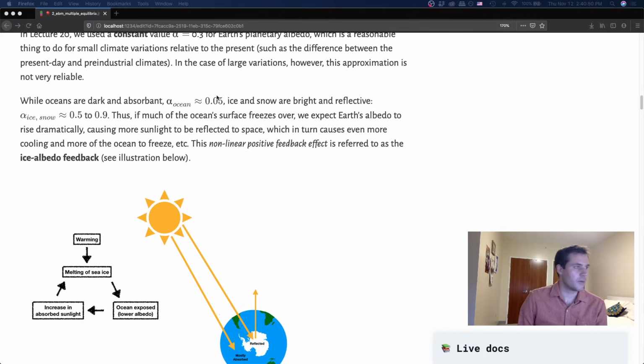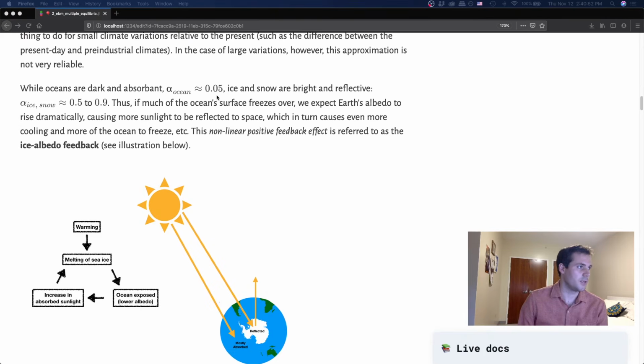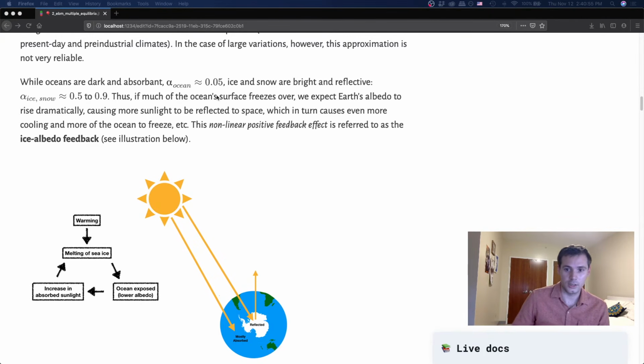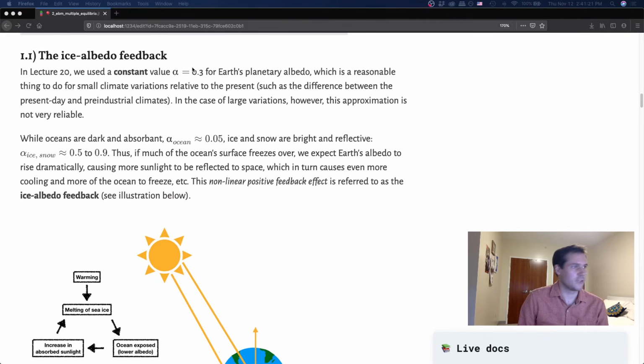However, when you start thinking about really big changes in climate, where maybe, say, the whole ocean is going to freeze over, you're now going from a really dark ocean, which has an albedo of about 0.05, so only 5% of the incoming radiation is reflected by the ocean. When you freeze that over, you get ice and snow, which has albedos of 50% to 90%. So actually, most of the radiation that comes in and hits snow or ice is going to get reflected right back to space. So we clearly can't just let this alpha be a fixed value. We're going to have to make it be a function of temperature, for example.